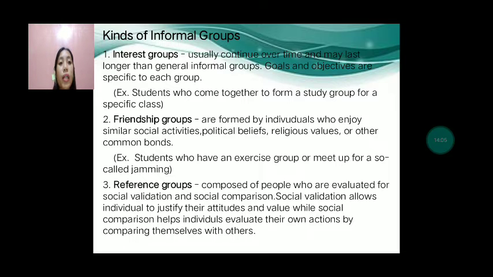Kinds of informal groups. There are three kinds of informal group.